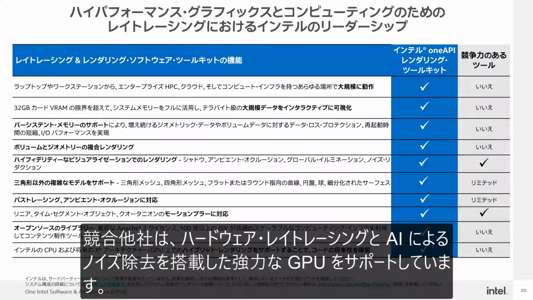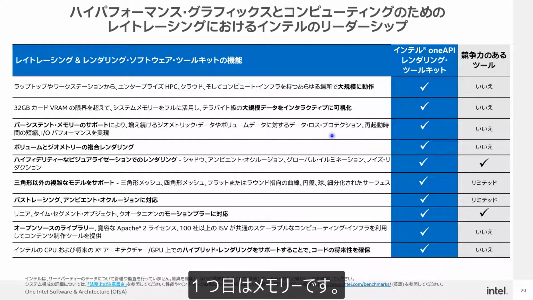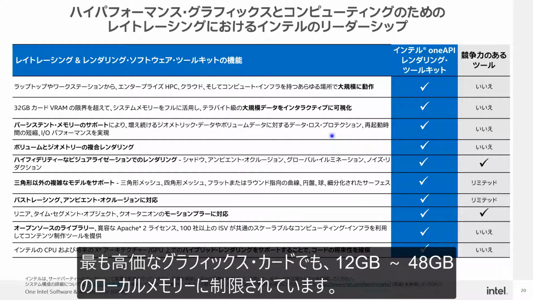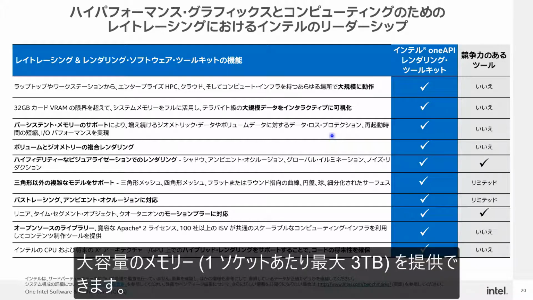Our competitors support powerful GPUs with built-in hardware ray tracing and AI denoising. So how does the Intel oneAPI rendering toolkit compete? I would like to highlight three main advantages. First is memory. Even the most expensive graphics cards are limited to 12 gigabytes to 48 gigabytes of local memory. With Intel Optane Data Center Persistent Memory, we can provide large memory capacity of up to 3 terabytes per socket at significantly lower cost than DRAM.